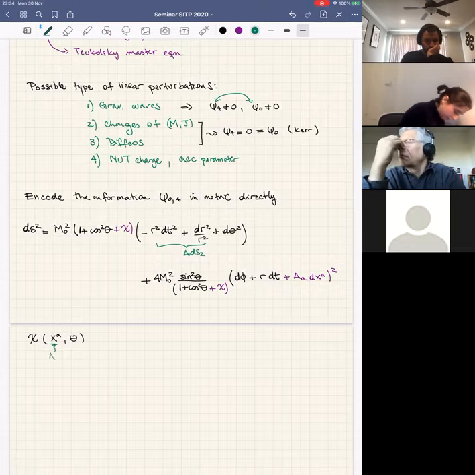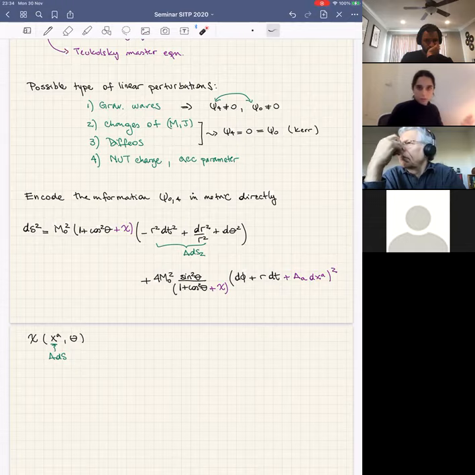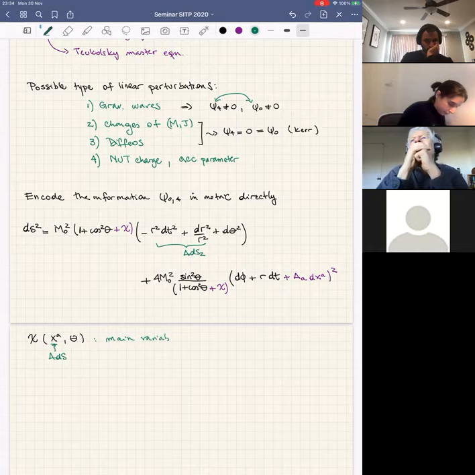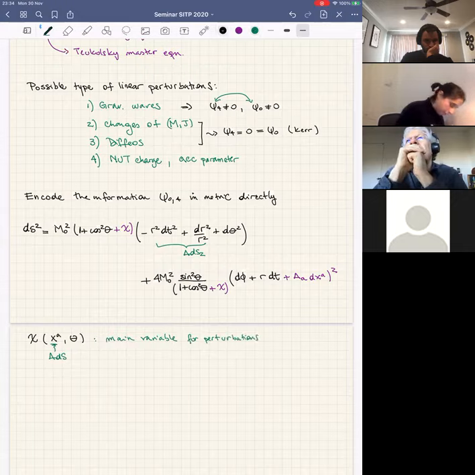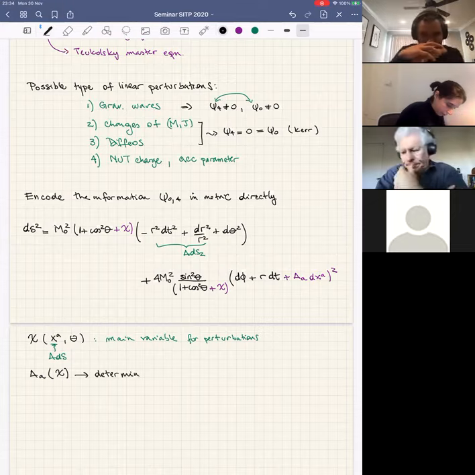And so here, these are the AdS2 coordinates. I'm basically depicting that it can depend on R and T. And at this stage it's also a function of theta, okay? So this will be the main variable to characterize the perturbations, and consistency with the Einstein equations basically shows that this other part that I added here, this kind of gauge field, is just a function of chi, up to some trivial diffeomorphisms, okay? So it's just determined by chi. I'm writing it for completeness because otherwise the ansatz is not consistent.